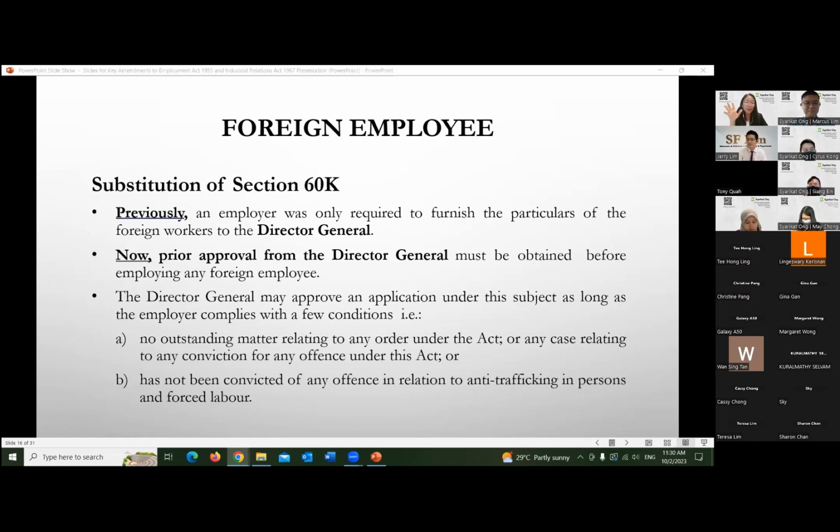So Marcus, what are the new procedures of applying for this prior approval from the DG? Do you have any information? Okay, we're looking at before the amendment, which means the last year's procedure.